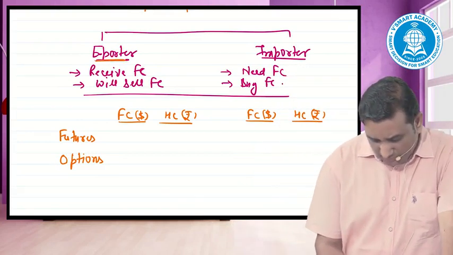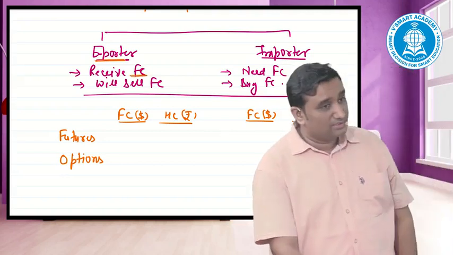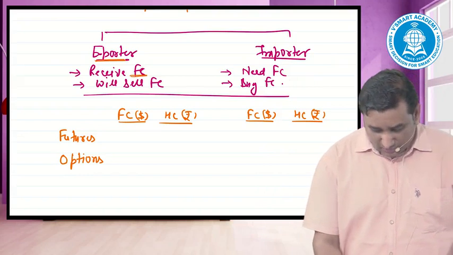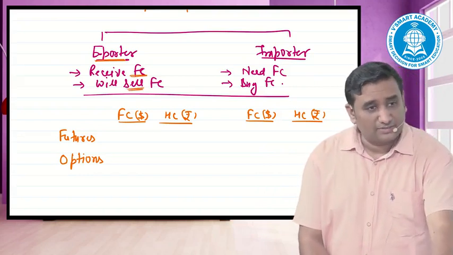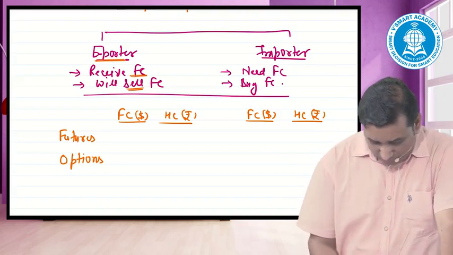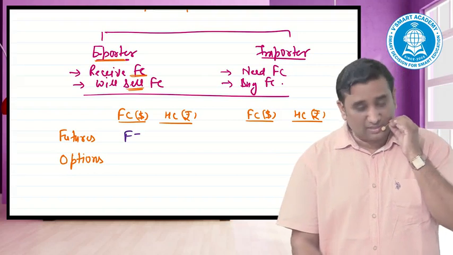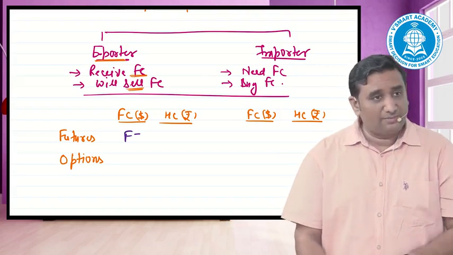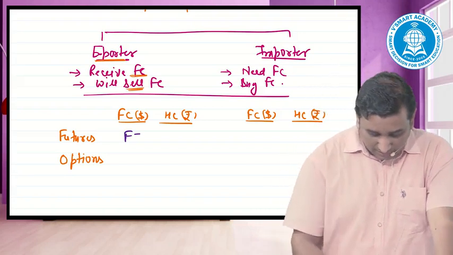Exporter will receive what? Foreign currency. Will buy or sell? Sell. Selling is what kind of contract? F plus or F minus? F minus. That means we'll go for futures F minus here. Understand the basic nomenclature, please. If I'm able to make a basic part of it, I can fill up the rest of the chart completely.